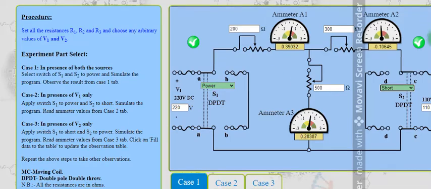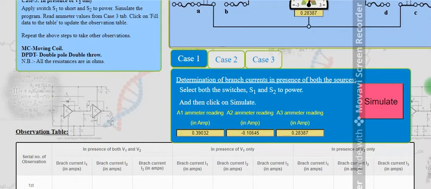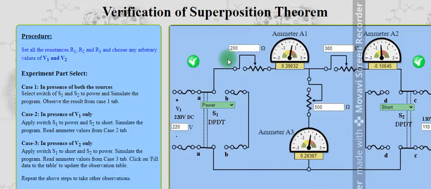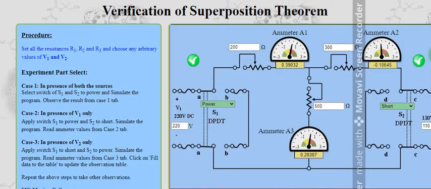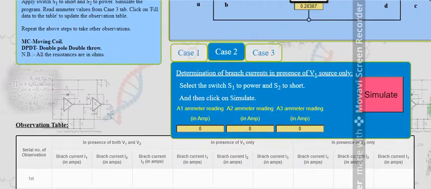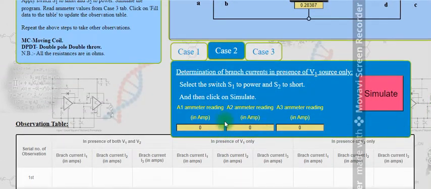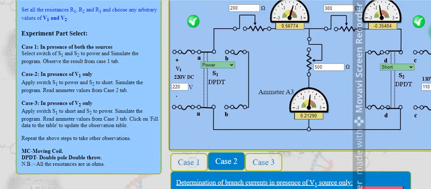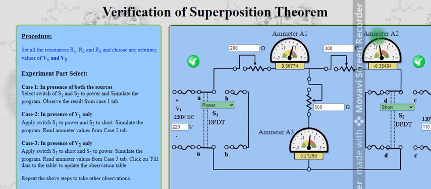Now we'll go with the calculation of currents. Click on case 2 because we are performing case 2. Then again the same thing: I will click on simulate. So we got the values, and you can observe all the readings which are calculated through the simulation.